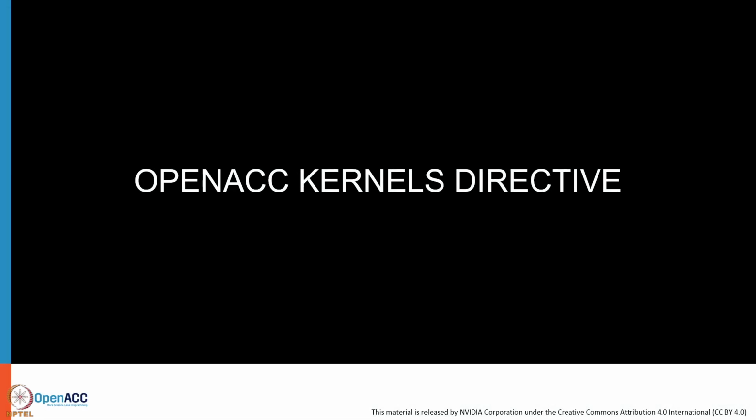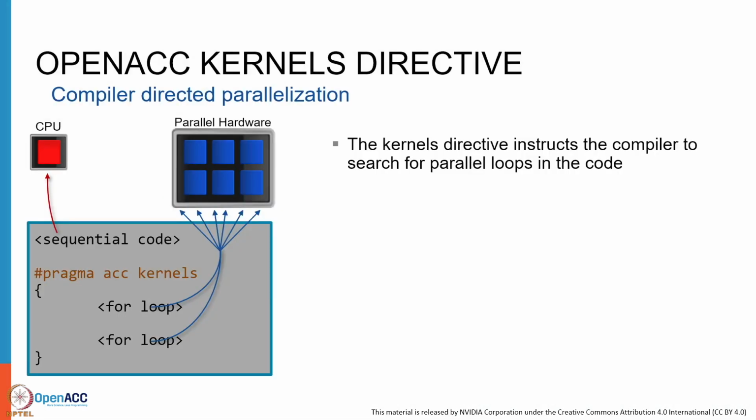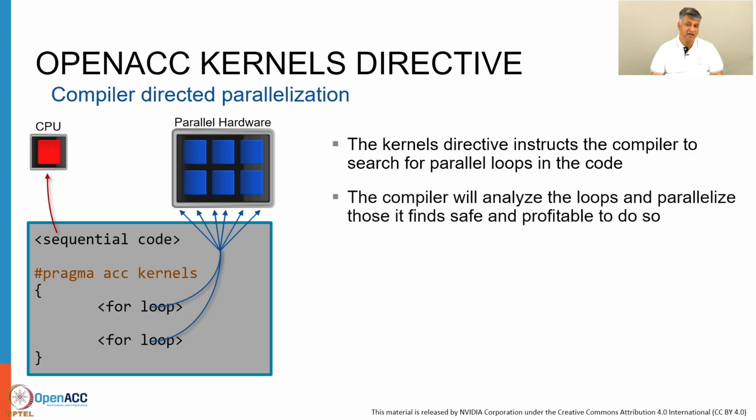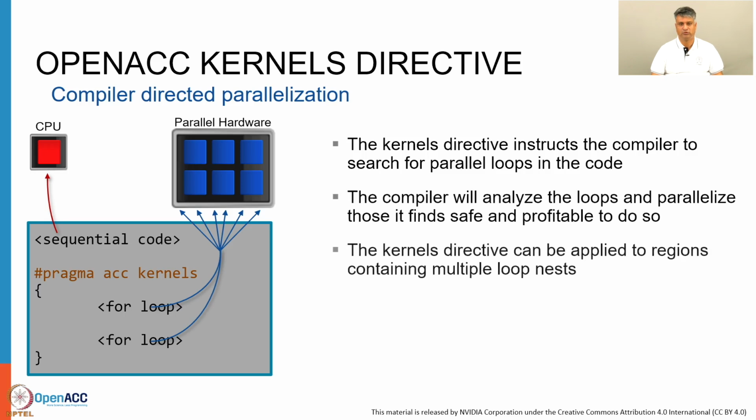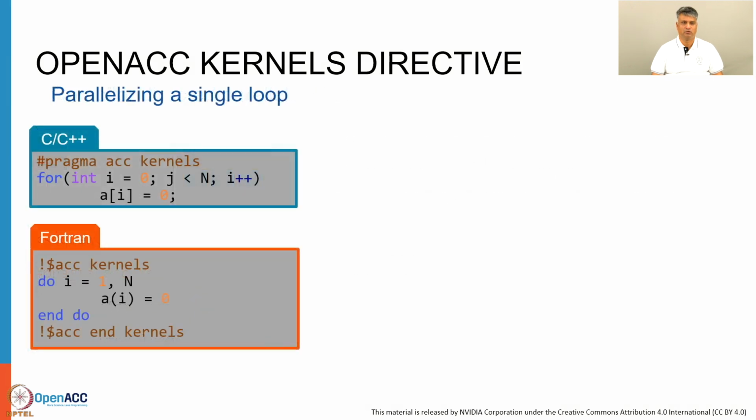Now let us look at the OpenACC kernels directive. In the kernels directive, what it does is that it instructs the compiler to search for parallel loops in the code and then parallelize them. The compiler then will analyze the loops and parallelize those if it finds it safe and profitable to do so. The kernels directive can be applied to regions containing multiple loop nests as well.